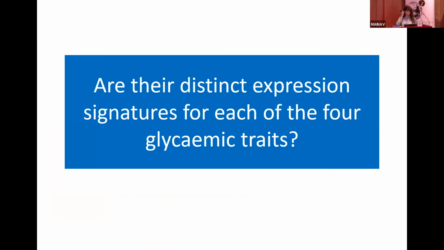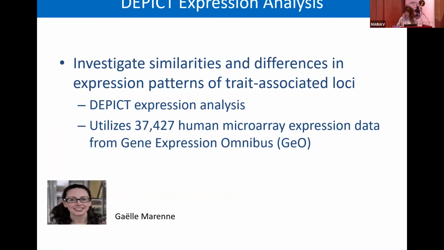So the next thing we wanted to explore is whether there is also evidence that we see enrichment for loci that might be expressed differentially across different tissues. So this was work that was done by Gail Mahen, who's a postdoc in my team and now is an independent PI in Prest. And we did this using the DEPICT program that actually uses expression data, so it's not biased by some of the studies that were motivated by GWAS.